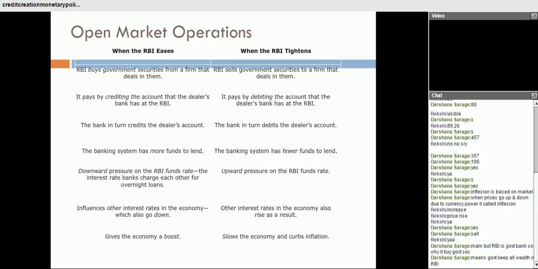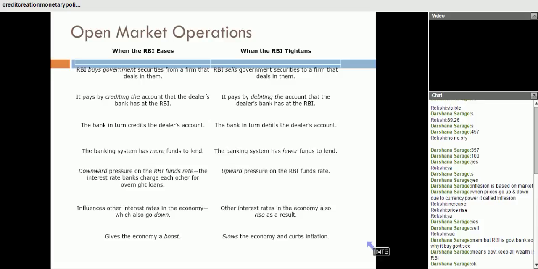Darshana, your question is, RBI is the government bank, so why does it buy government securities? It will just buy those securities to strengthen itself. The next time when there is need, it will again sell those securities in the market. Yes, the government keeps all its money with RBI. RBI is the authority which has the hold of that. It is like the treasurer for the government, we can say.